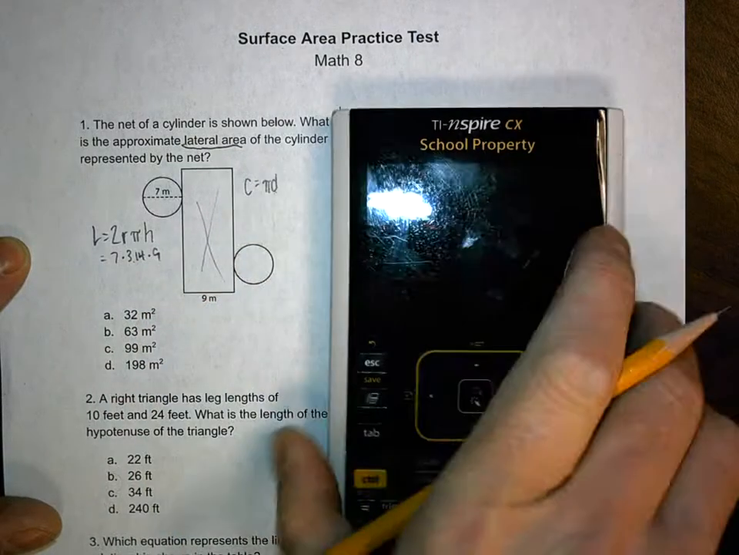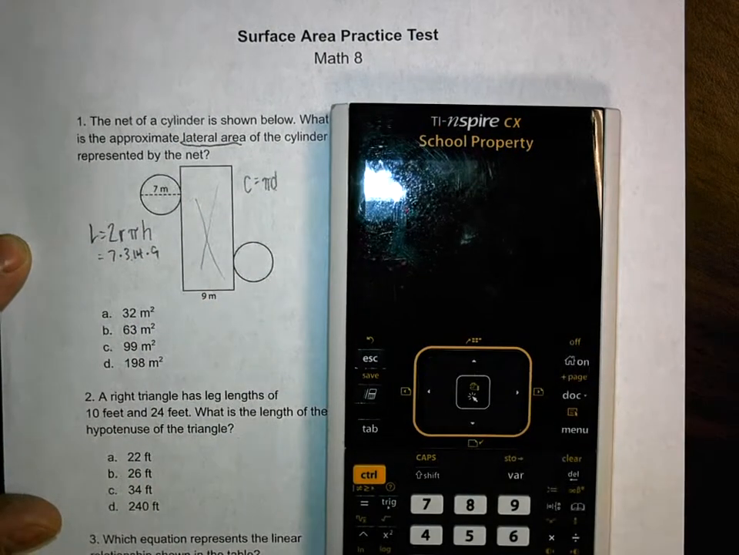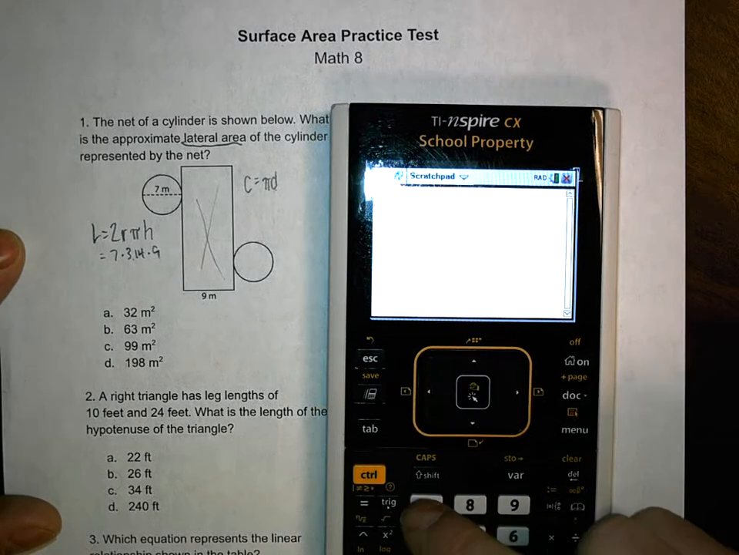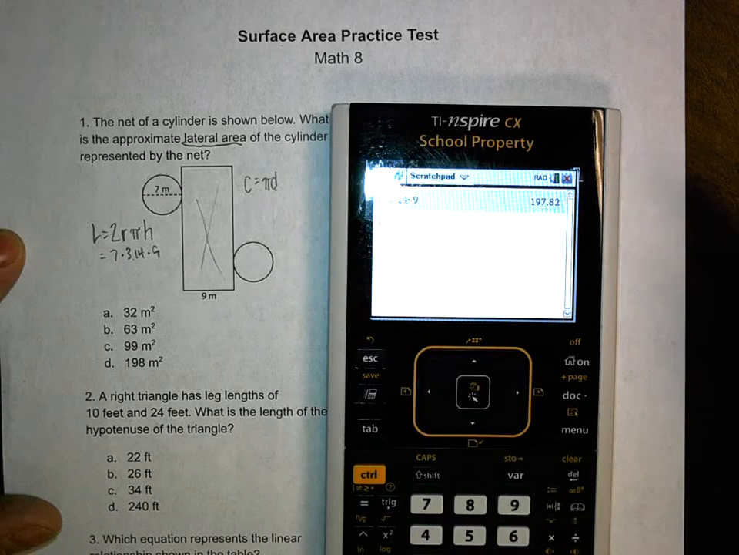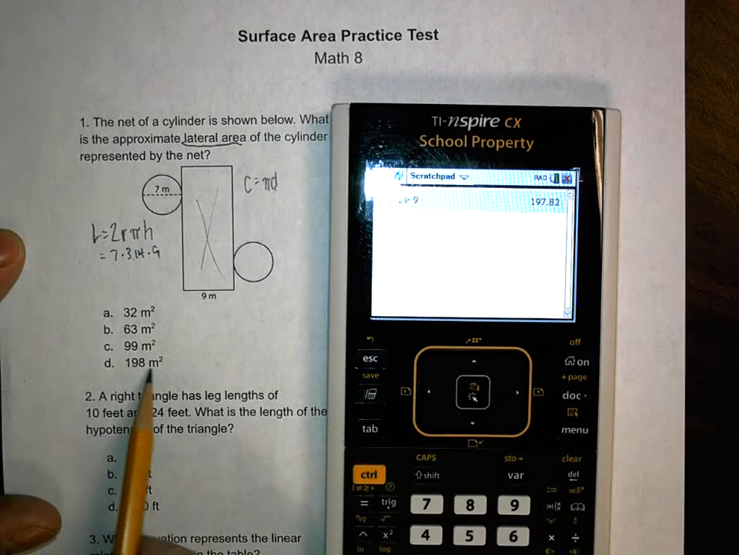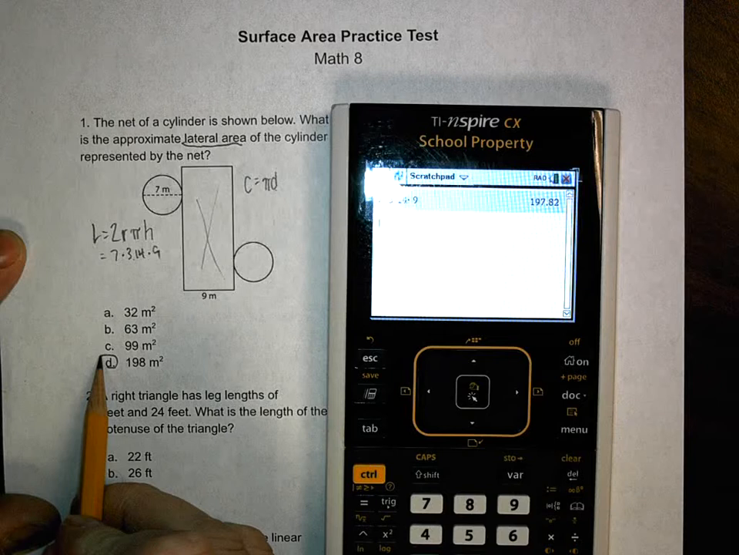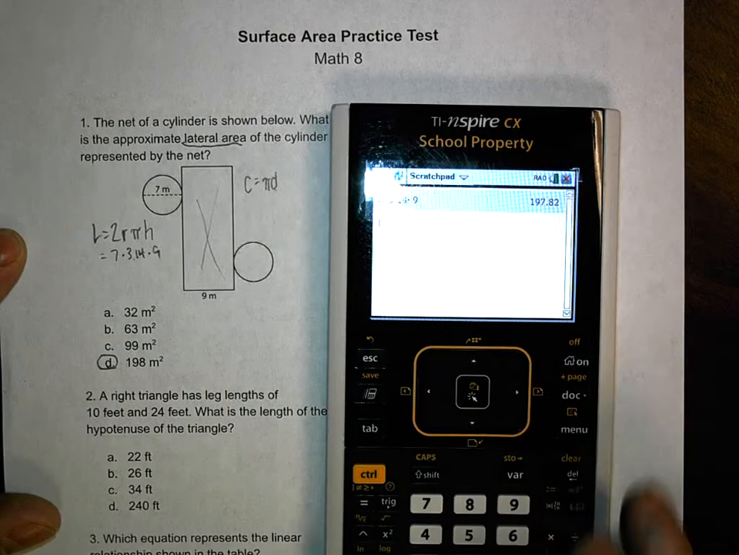And I'm going to get out the handy dandy calculator. 7 times 3.14 times 9, and that equals 197.82. I look down here, the closest answer I got is 198. So D is my answer.